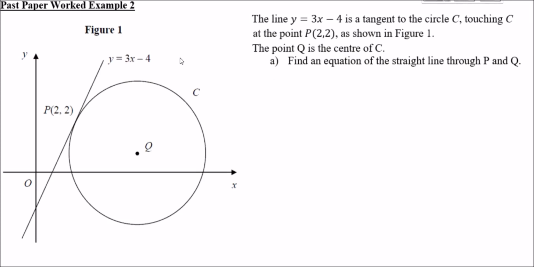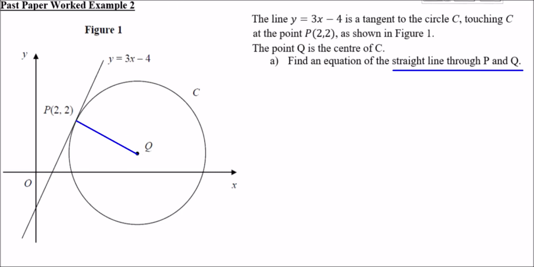We've now got a second worked example to have a look at here. We have a line y equals 3x minus 4, which is a tangent to the circle C. So this line here, as you can see, just touches the circle at this point P, which is (2, 2). The point Q is the centre of C, like here, and we need to find an equation of a straight line through P and Q. So in other words, a straight line going through P and Q, we can draw this on straight away really. We want the equation of the line going through P and Q.